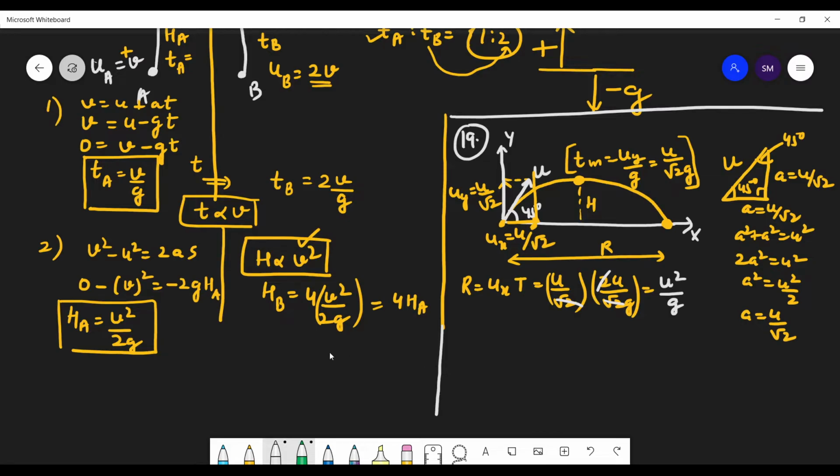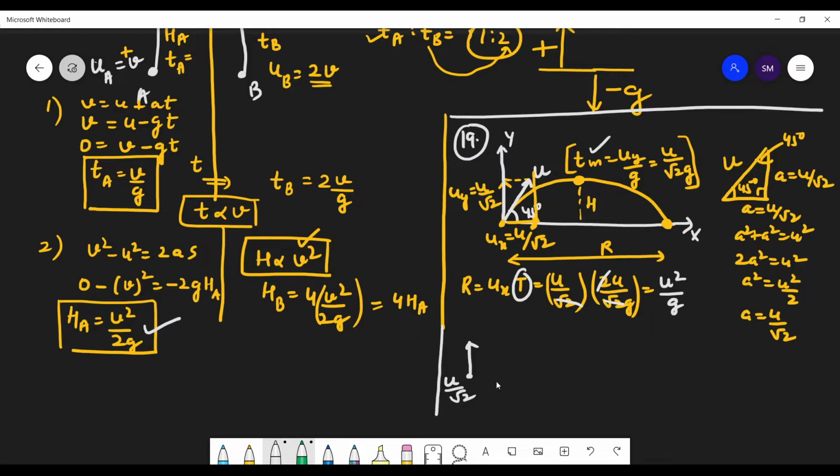Height, the same formula for height. Yes, same way you will calculate. It's a vertical motion. Yes, for range, this t we have calculated t maximum vertical motion and then multiplied this by 2. And here again vertical motion.